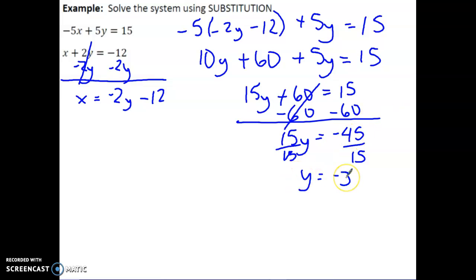I have a variable equals a number, so am I done? No, look back in my original. I had both an x and a y in my original problem, so I need both an x and a y in my answer. So far, all I have is y.